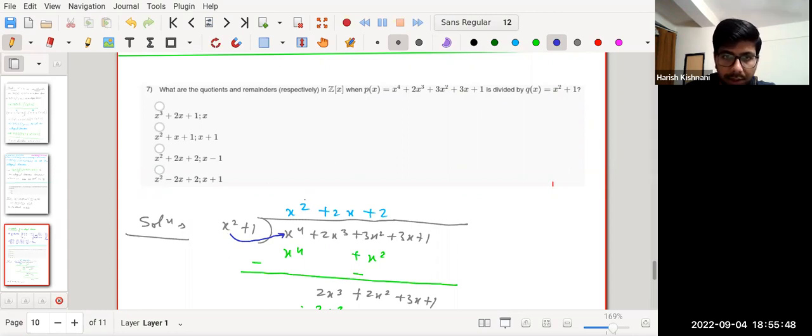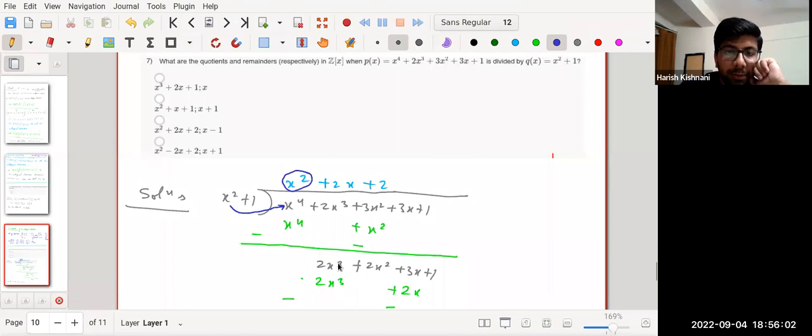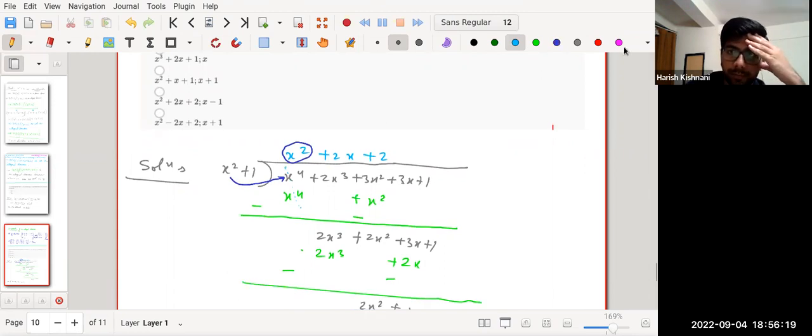Then multiply this x^2 with the entire polynomial, you will get x^4 plus x^2. Subtract it, this will be cancelled out, and you will get 2x^3 plus 2x^2 plus 3x plus 1. Now again the highest order term is x^2 in the divisor, and here your highest order term is 2x^3. If you divide it, you will get 2x.